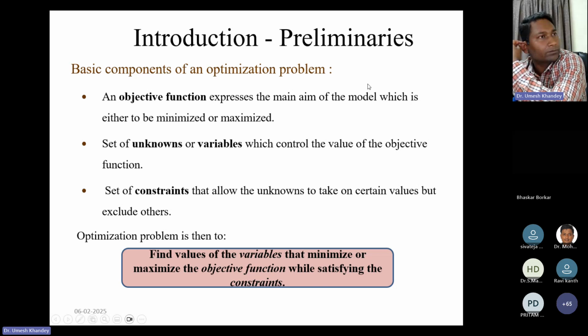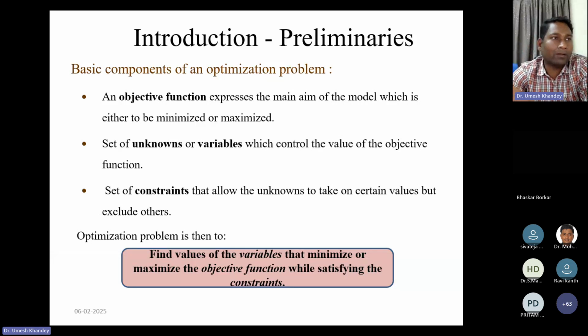So the introduction, preliminary requirement for the basic optimization problem: the basic components of an optimization problem consist of an objective function, which expresses the main aim of the model, which is either to be minimized or maximized. Next, you have a set of unknowns that are known as the variables, which ultimately you are going to control to monitor your objective function. Through the objective function you get some values that have to be monitored by changing these variables' values.